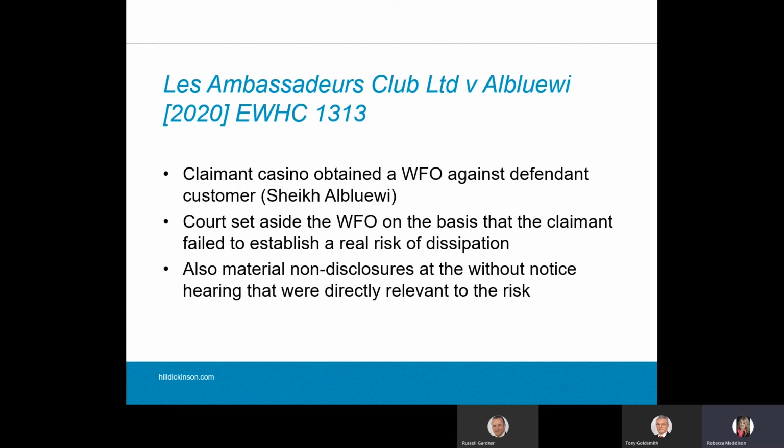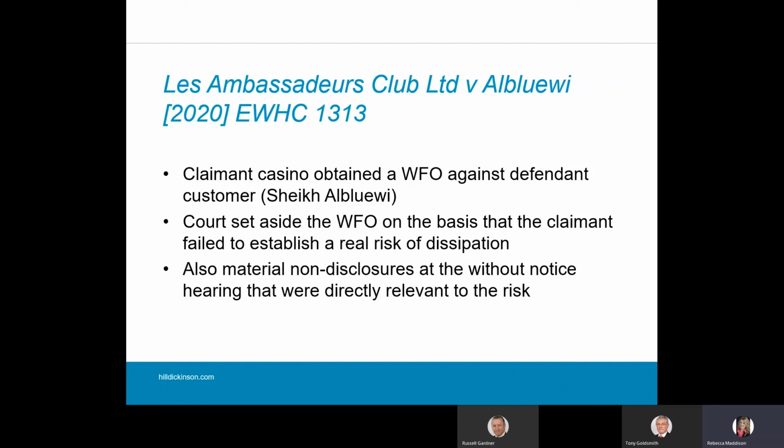Their argument was that the defendant had gone to ground in Saudi Arabia in the middle of his default in respect of gambling debts, and there was a concern that he would seek to remove all of his assets to Saudi Arabia, where they would not be able to enforce. However, the court set aside the worldwide freezing order at the return date hearing on the basis that there was actually no real risk of dissipation.